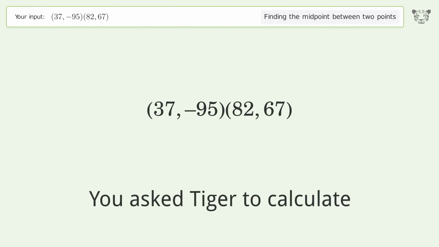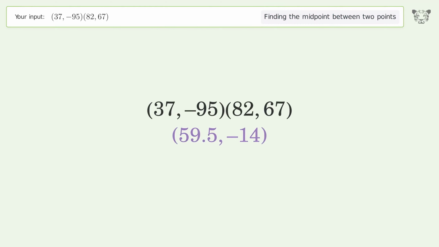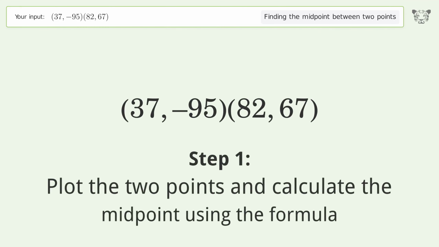You ask Tiger to calculate. This deals with finding the midpoint between 2 points. The midpoint between the 2 points is 59.5, negative 14. Let's solve it step by step. Plot the 2 points and calculate the midpoint using the formula.